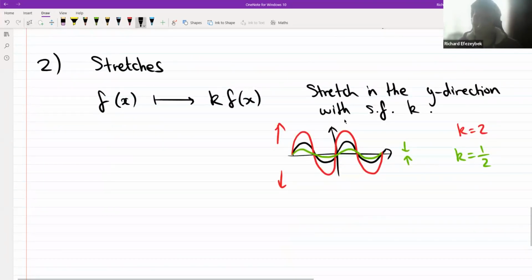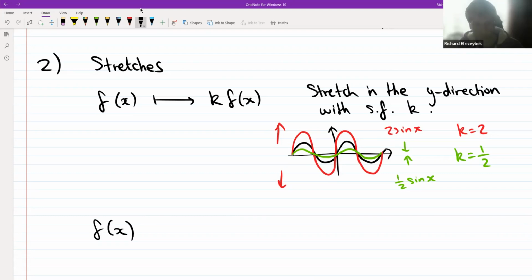So you could view this green transformation as a compression by scale factor 2, but it's a stretch by scale factor 1/2. And then the equations of these respectively would be 2 sine x and half sine x, doubling and halving the amplitude respectively. Okay, and this is the confusing one.